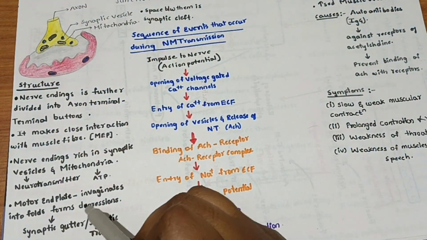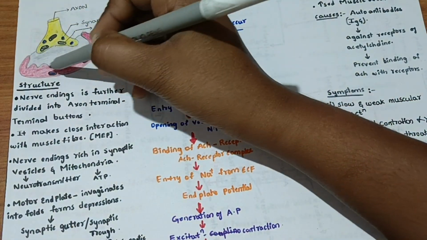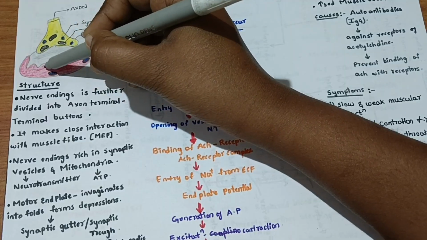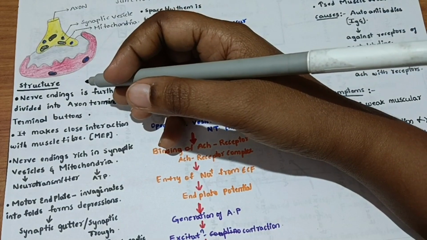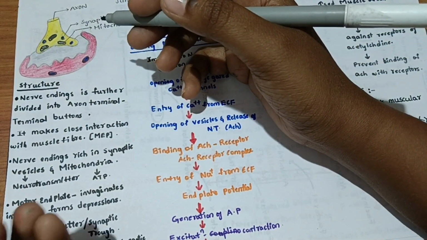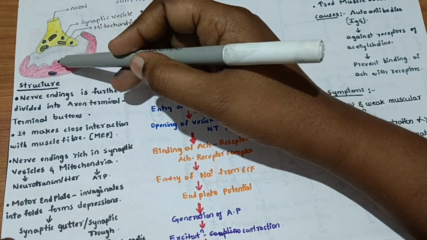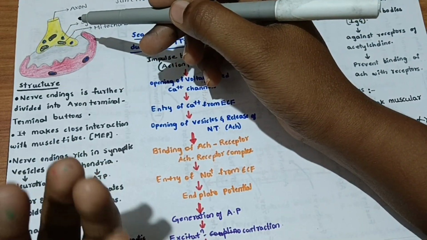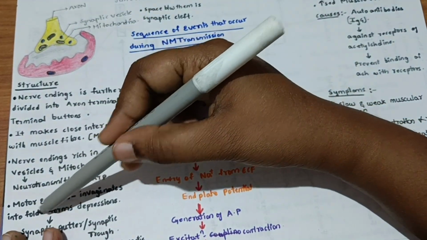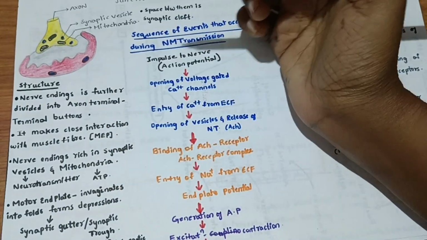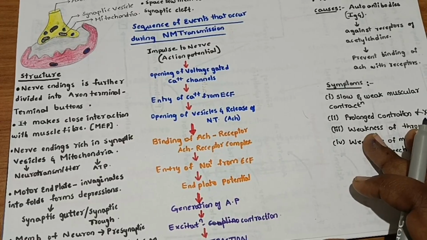Now, the motor end plate invaginates into folds to form depressions. This is a motor end plate, right? It is folded, forming depressions. Why? To interact with the chemicals released from the synaptic vesicles. Whenever the synaptic vesicles release chemicals, these depressions act as receptors and receive the information. These depressions formed by the folds are known as the synaptic gutter or synaptic trough.